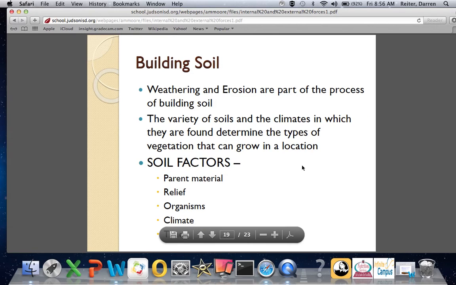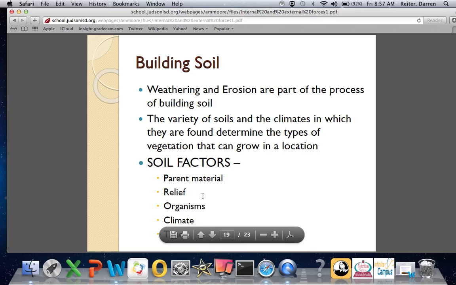Now, what you have to do is when you look at weathering and erosion, you have to remember that they're the part that we're actually building the soil. Okay? Now, because of the weathering and erosion, you're going to have different types of climates, and you're going to have to be able to grow different types of vegetations.